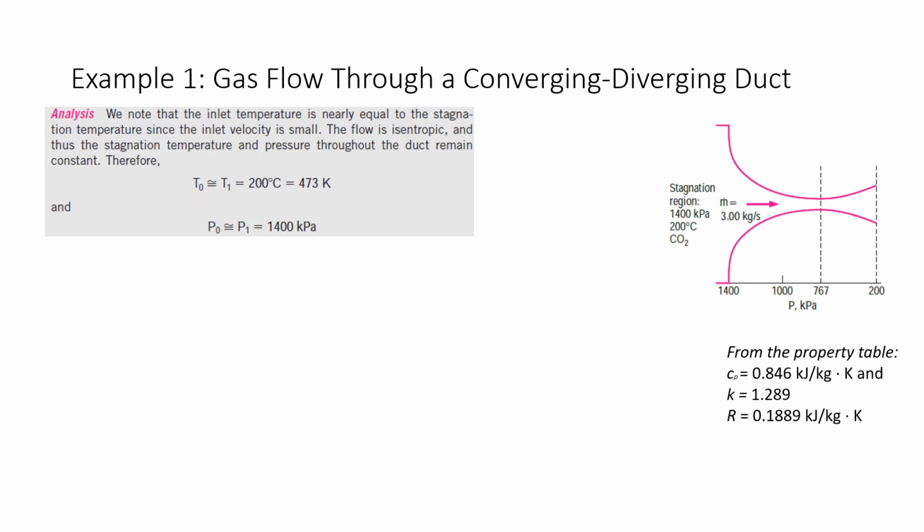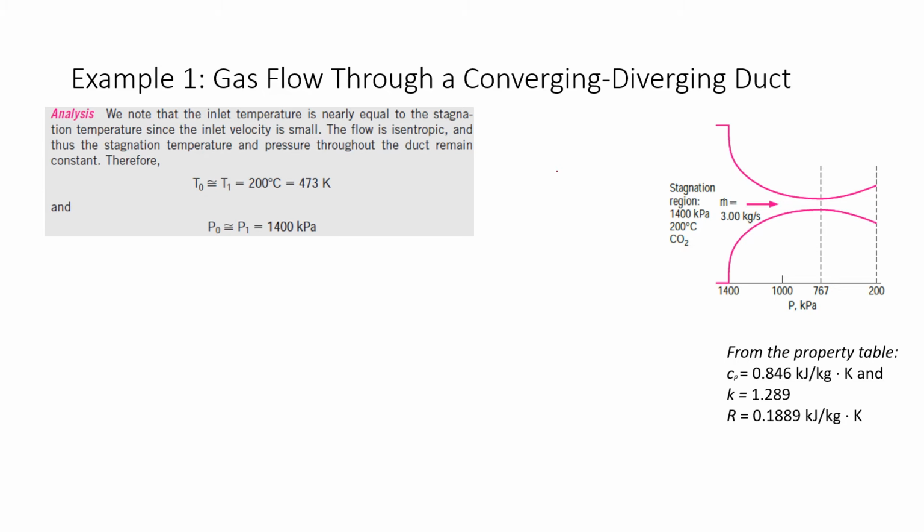Okay, so we have to find a few properties, right? Let's just look at that again. We have to find the area, density, Mach number, and velocity. All right. So how do we start?